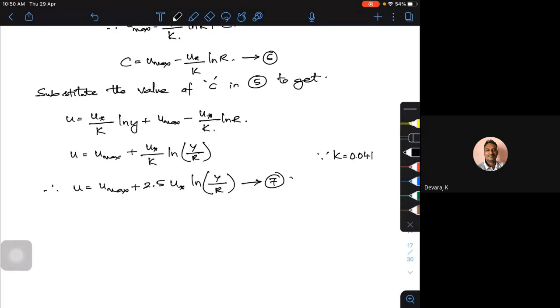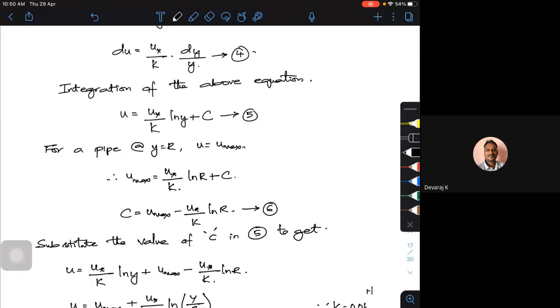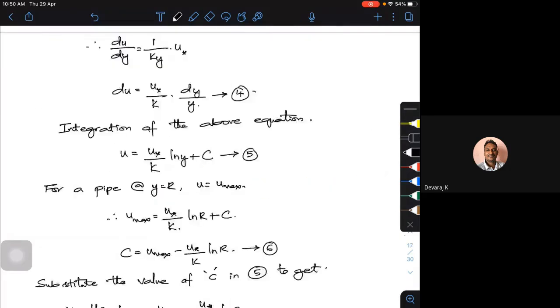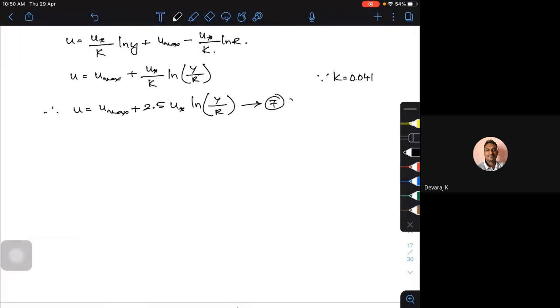Sorry, it is not 2.5, it is 25. 1 upon 0.041 is 25, not 2.5. It is 24 point something, so we can put it as around 25.